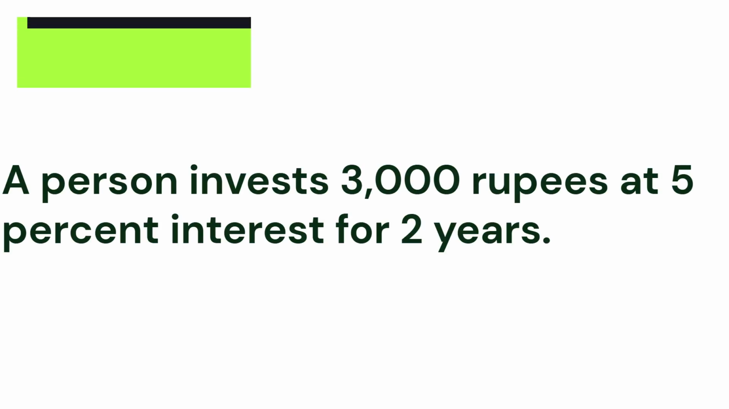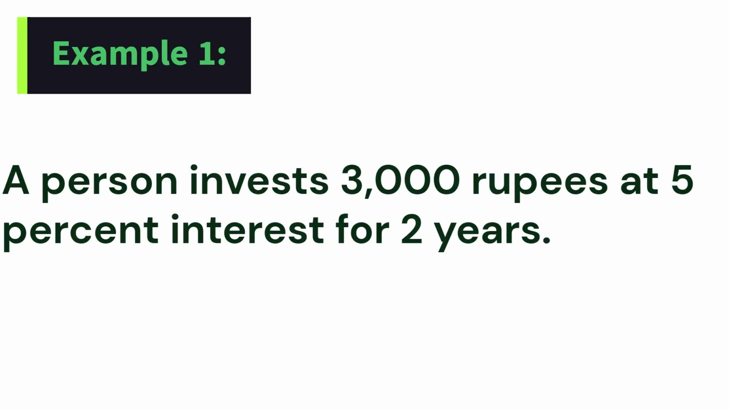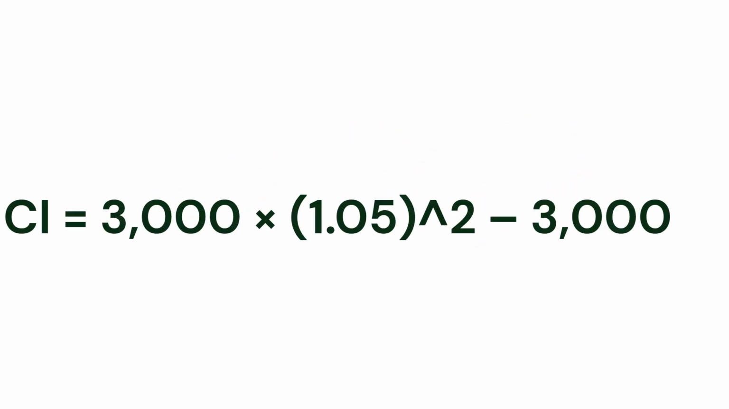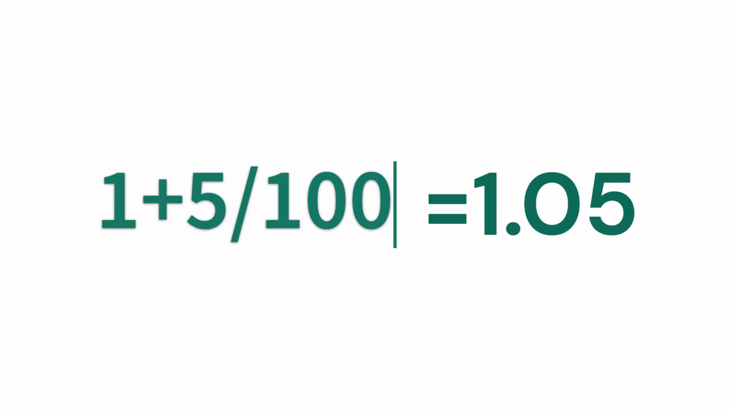A person invests 3,000 rupees at 5% interest for 2 years. Let's try to solve this. CI equals 3,000 times 1.05 to the power of 2 minus 3,000, where 3,000 is P, the principal, 1.05, which is the rate, and 2, which is the time in years. Now, how did we get 1.05? Simple. 1 plus r divided by 100, where r is 5% interest. So 1 plus 5 divided by 100 equals 1.05.